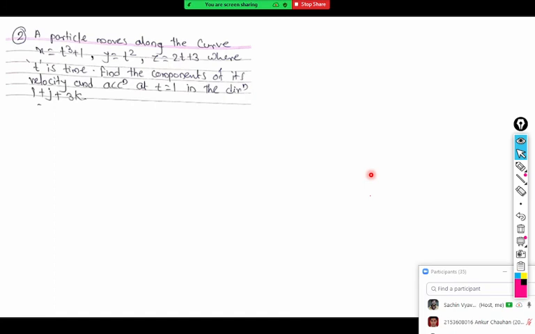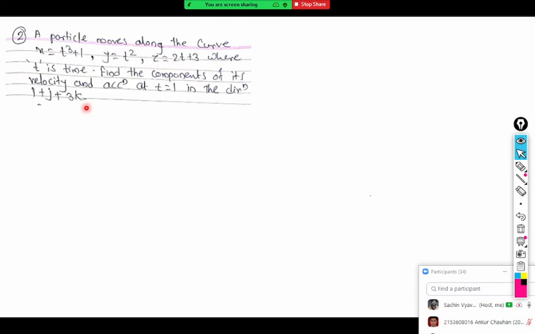So, the last question on velocity and acceleration. This is the third question. You should read the question and then tell me the steps. The question is: a particle moves along the curve, so we are given the equation of a curve in parametric form. x, y, z are given in terms of parameter t, where t is the time. Find the component of its velocity and acceleration at t equal to 1 in the direction of i plus j plus 3k. That is the entire question.